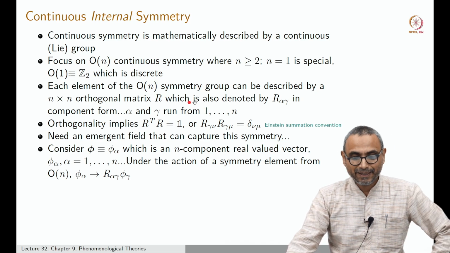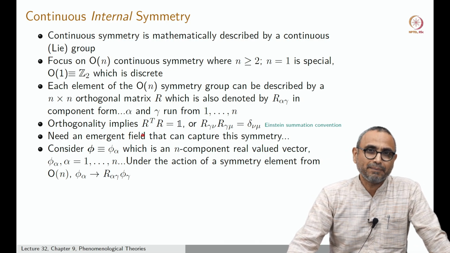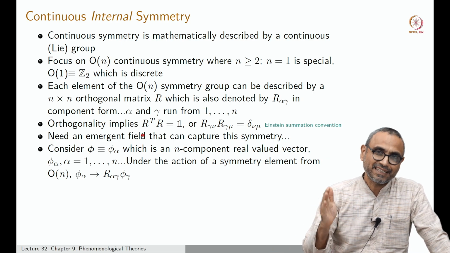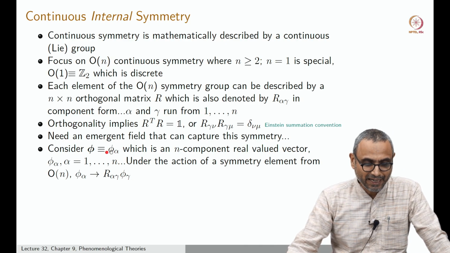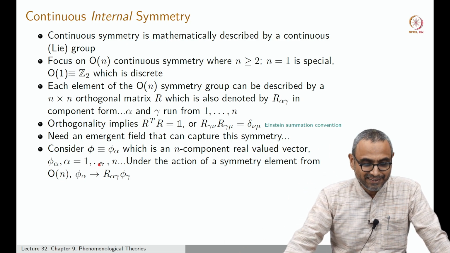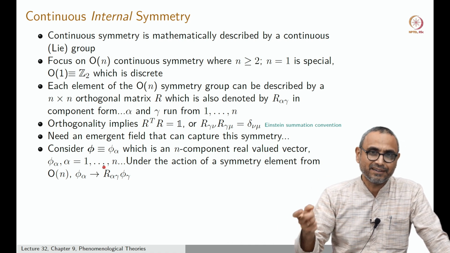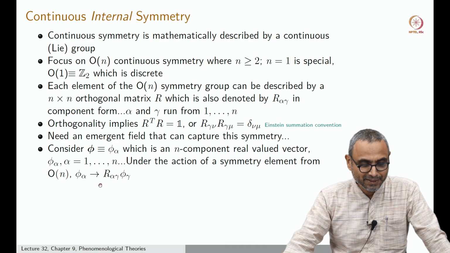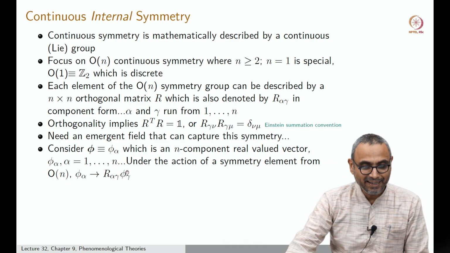So how can the symmetry act on this? You know that you give me any n by n orthogonal matrix and an n component vector, I can hit the orthogonal matrix on the n component vector and that will transform the vector, and that is exactly what I have done here. If you give me phi alpha, I will hit this R matrix on the column vector of phi, and this will give me a new vector which also belongs to the same n component vectors. So this is how the symmetry acts on my emergent field.